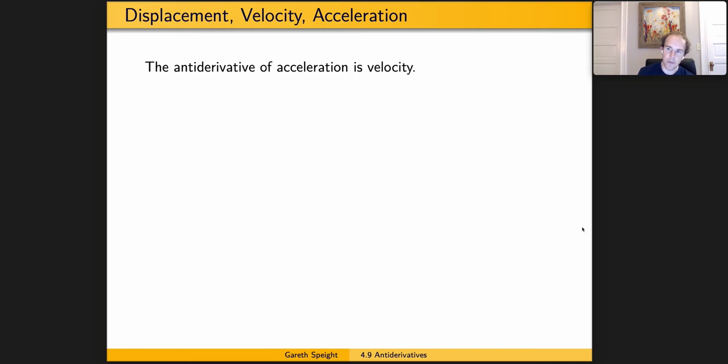Okay, lastly, one application of antiderivatives is, we said that the derivative of displacement is velocity, the derivative of velocity is acceleration. So now we can undo that. If the derivative of velocity is acceleration, then the antiderivative of acceleration is velocity. And similarly with velocity and displacement, the antiderivative of velocity will be displacement.